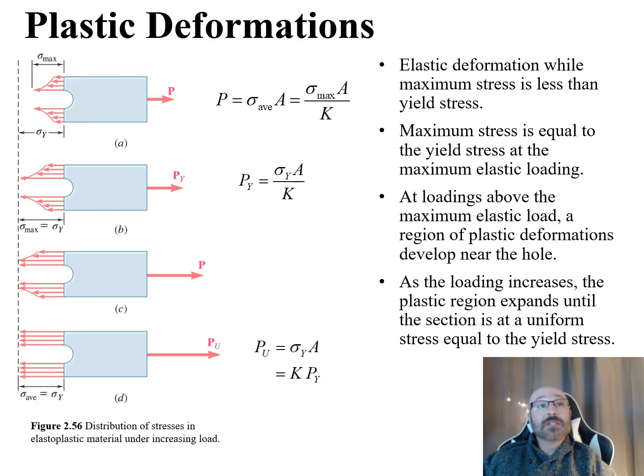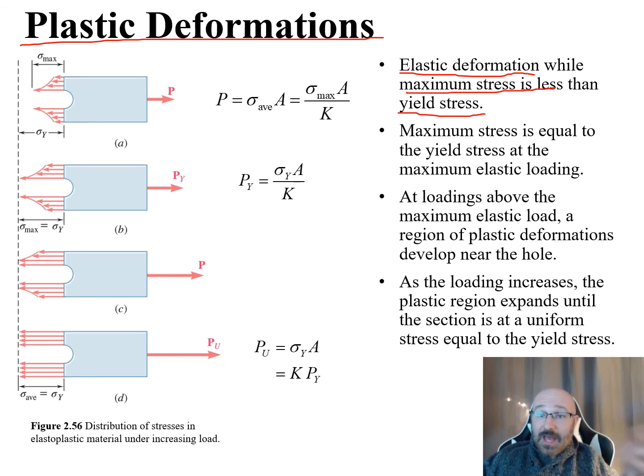So that then leads us into plastic deformations. Again, we review here elastic deformation, where the maximum stress is going to be less than that yield stress. So we'll stay in that elastic region as long as our max stress does not exceed that yield stress. We can see that in part A of our diagram right here, where this diagram shows the distribution of stresses along the elastoplastic material under increasing load. So we put that load there and we can see our sigma max, or our maximum stress right here, is less than our yield stress. There's our yield stress right there.